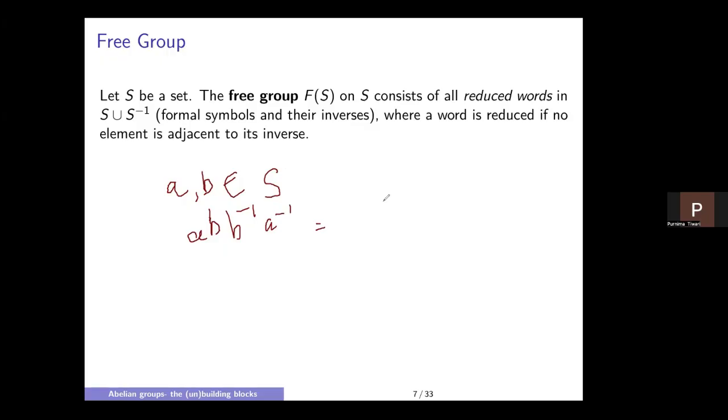F of S consists of all the reduced words in S union S inverse. Reduced, here we said that no element is adjacent to its inverse. So B inverse essentially becomes the identity, and we have E, A inverse. And identity, we know that it results into the same element. So we have A inverse, and then we again apply the same condition which says that no element is adjacent to its inverse. So this again becomes E. That is the concept of the free groups operations.